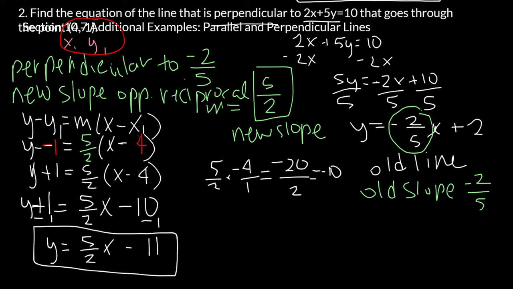So the steps for these types of problems: first we find the slope of the old line, and then we find the new slope that is either perpendicular or parallel, depending on the problem. We plug that new slope and our point into the y minus y1 formula, and then simplify the formula to get our new equation of the line.